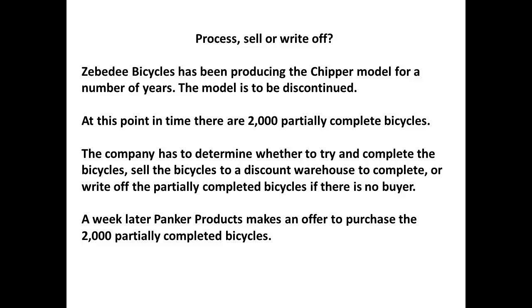There are usually three choices or alternatives. The company can continue to complete the unfinished items and try and sell them off, usually at a reduced price, or sell them to a third party to complete, or write off the unfinished items.